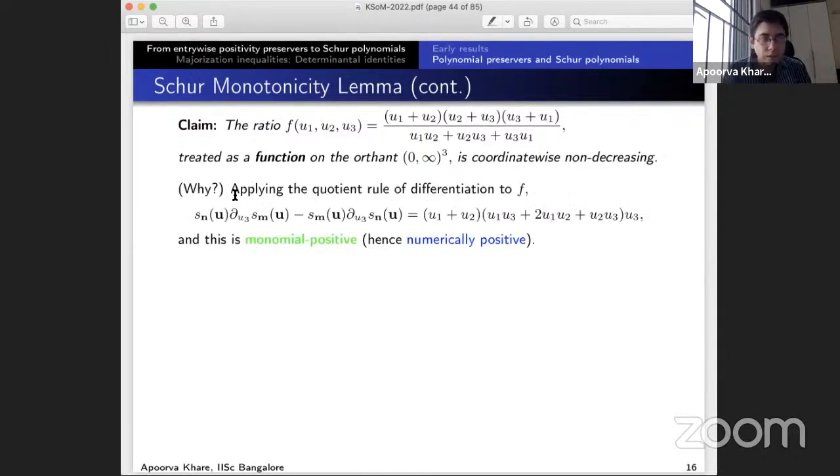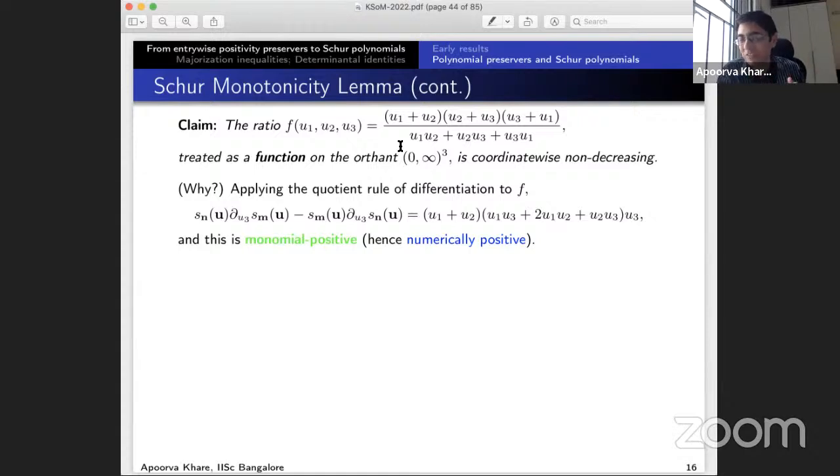Okay, and the reason why it happens, let's just do it in a special case, is how do you prove that something is coordinate-wise non-decreasing? Well, first of all, this is a symmetric function of 3 variables. So it's enough to show that it is non-decreasing in u3. How do you show it's non-decreasing in u3, or in x, y, and z? It's non-decreasing in z. Well, you do first-year calculus, right?